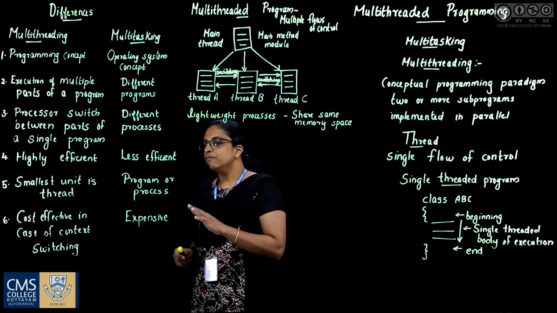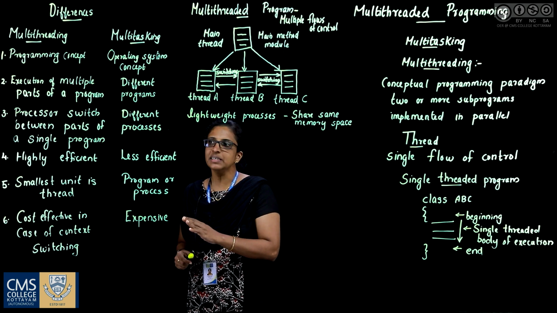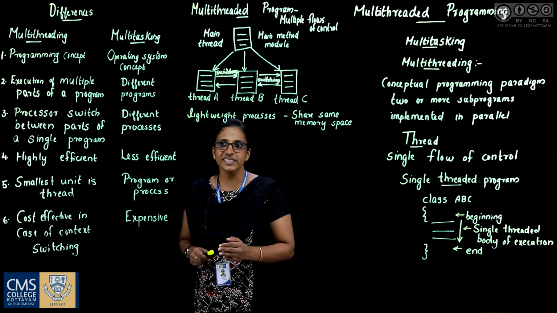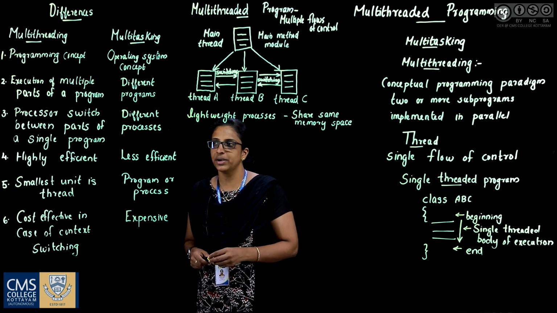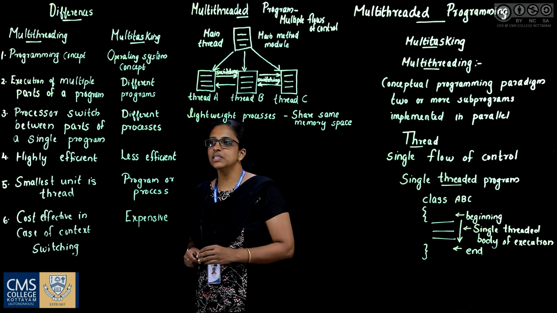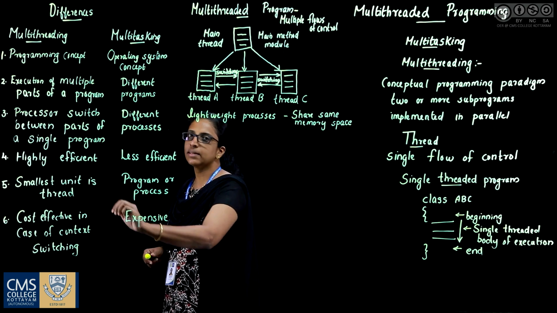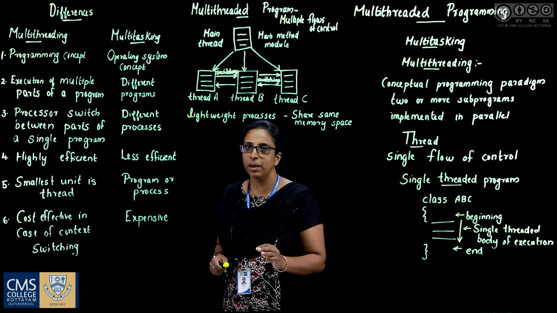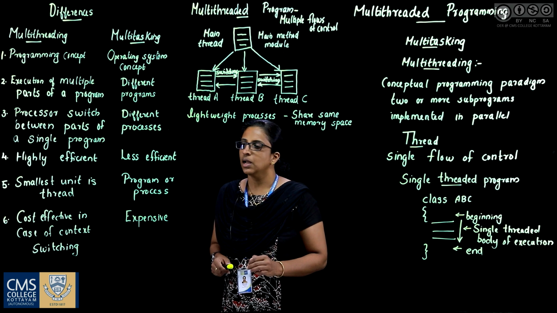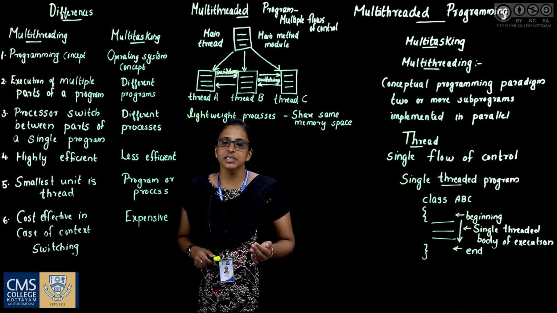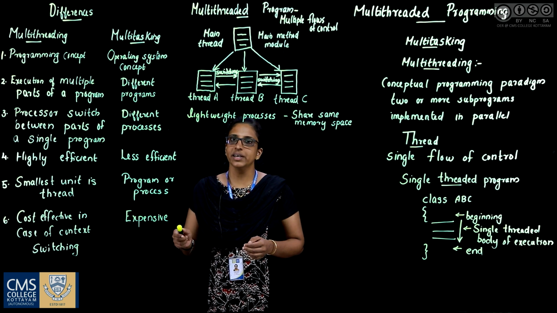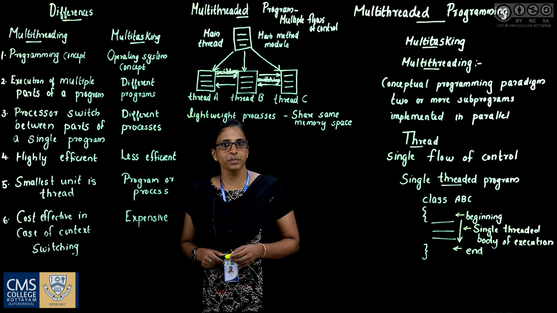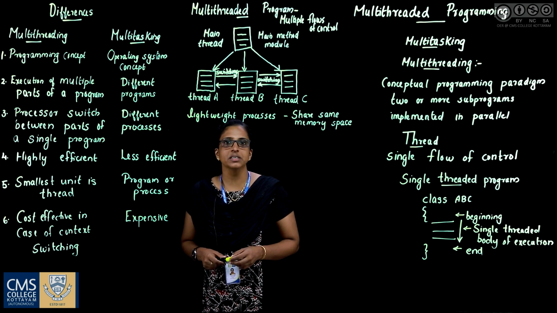Then the fourth point is, multi-threading is highly efficient, whereas multitasking is less efficient when compared with multi-threading. When we consider multi-threading, the smallest unit is a thread, whereas in multitasking, the smallest unit will be a program or a process. And the last point is, when we consider context switching, multi-threading will be cost effective, whereas multitasking will be expensive.